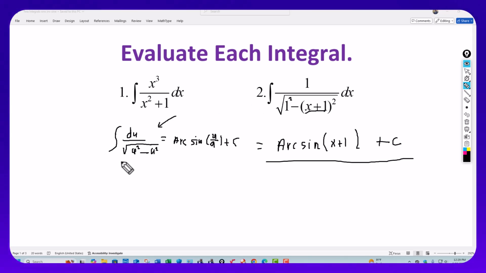Now, if you want to put it exactly in this format, you can do this. Let u equal x plus 1. Then du is equal to the derivative of x plus 1, which is 1, so this would be dx. Then you can rewrite it: instead of dx, that's your du, instead of x plus 1, that's your u, and of course the a is 1. 1 squared is 1. And then it's u over the a, which is 1, plus the constant of integration. But this one is so clearly written the way it is. It works out like this because the derivative of x plus 1 is 1. Anyway, this is your answer for this one.